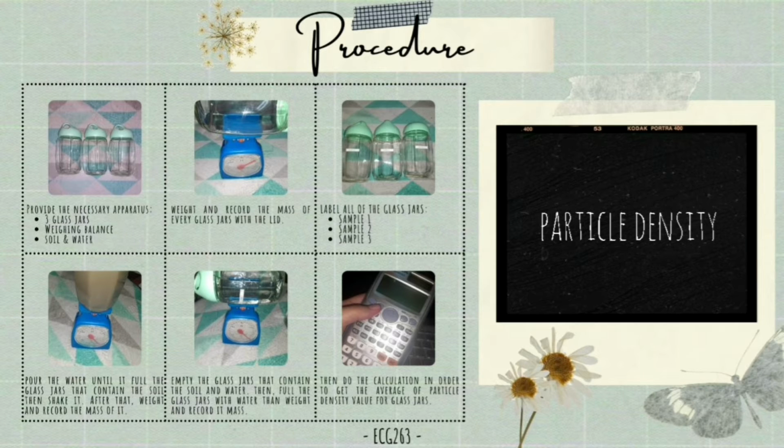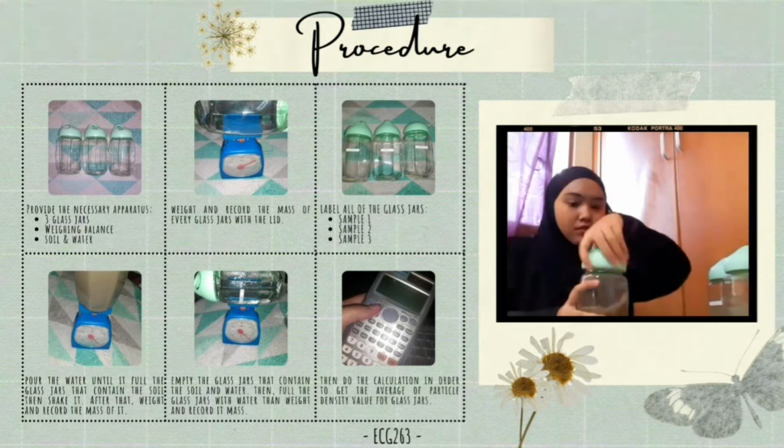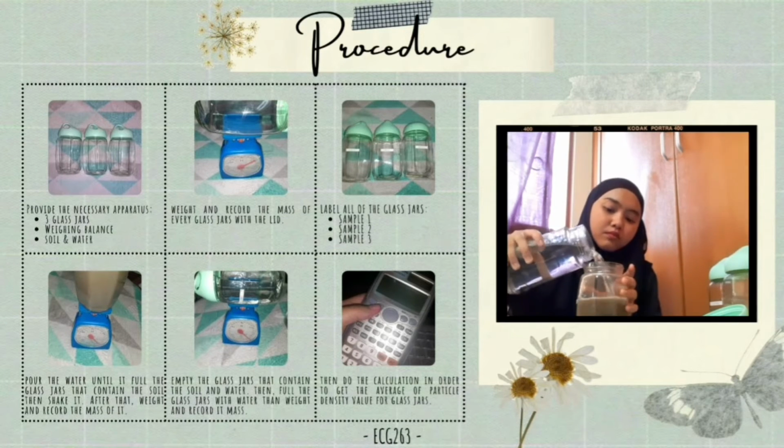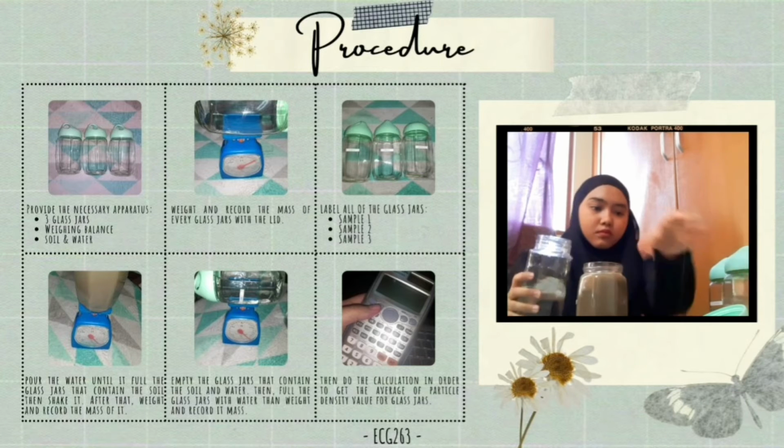The next step is to empty the glass jars that contain the soil and water, and then fill the glass jars with water and record the mass. The last step is to do the calculation in order to get the average particle density value for the glass jars. This video shows the 4th procedure for the particle density experiment.